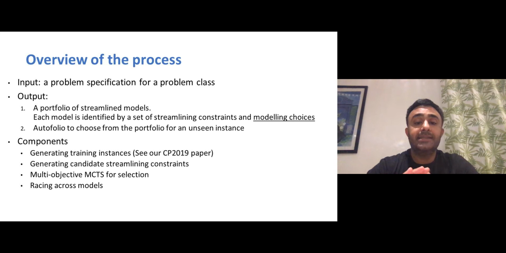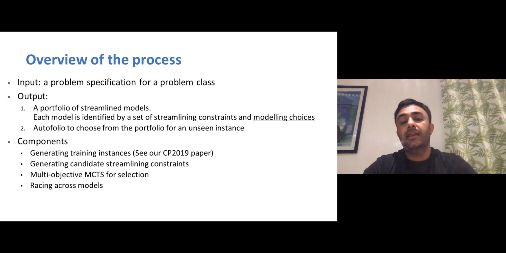Each model is identified by a set of streamlining constraints and a bunch of modeling choices. So each member of the portfolio will not simply be a base model plus a bunch of streamlining constraints. They can use entirely different viewpoints, entirely different ways of writing, refining constraints in them. A portfolio on its own isn't very useful, because when you are presented with an unseen instance, you need to have a way of choosing a member of this portfolio and to apply that on that instance. For this purpose, we will use basically an off-the-shelf tool called Autofolio, and we will train Autofolio at the same time as we do our Monte Carlo tree search on the model lattice.